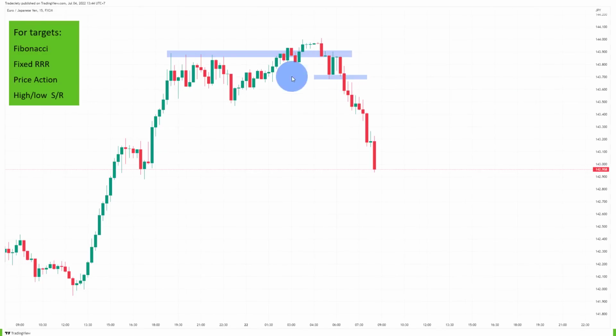And then you can see very easy for targets, you could use Fibonaccis, a fixed reward to risk ratio, general price action signals or highs and lows. If you see that the market is changing highs and lows, if you see that we are establishing a resistance or down here a support level, the market is not able to break through it, that could also be a good exit signal. And that's it.